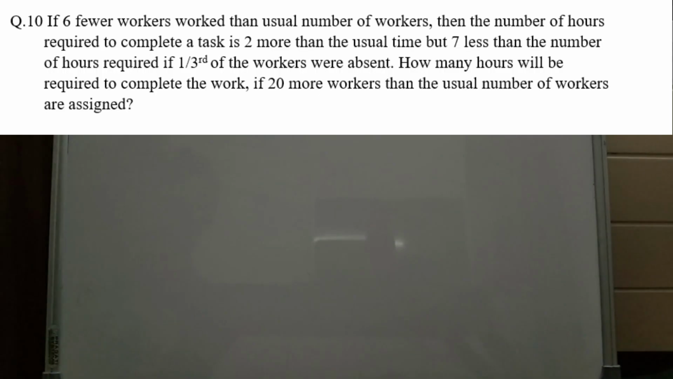So the last question is this: if 6 fewer workers worked than the usual number of workers, then the number of hours required to complete a task is 2 more than the usual time, but 7 less than the number of hours required if 1/3 of the workers were absent. Okay, so we have to read this question very carefully. How many hours will be required to complete the work if 20 more workers than the usual number of workers were assigned? Okay, so lots of conditions are given in this question.